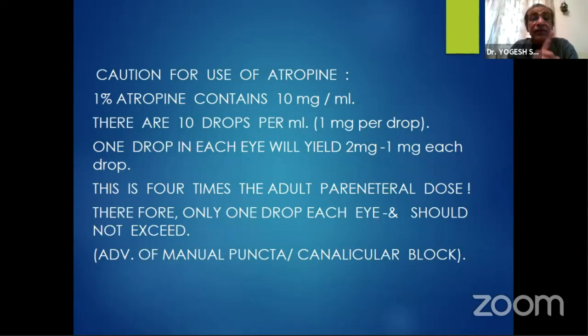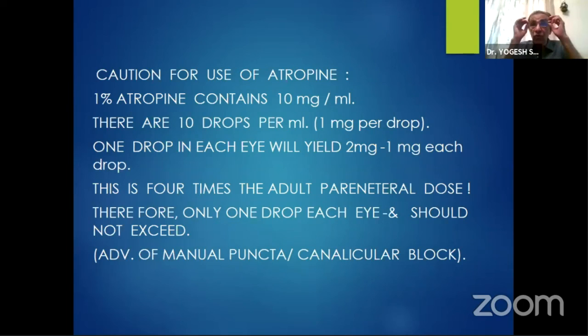This is 4 times the adult parenteral dose. You only give 0.4 milligram when you give IV atropine. So this is 4 times the parenteral dose in an adult. Therefore, only 1 drop in each eye should not be exceeded. And that's why we always say that you block the puncta for at least 15 minutes when you are instilling an atropine drop in a child.